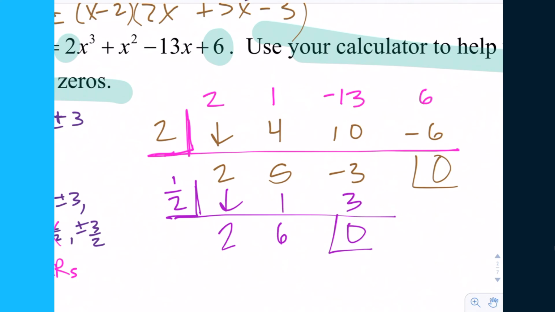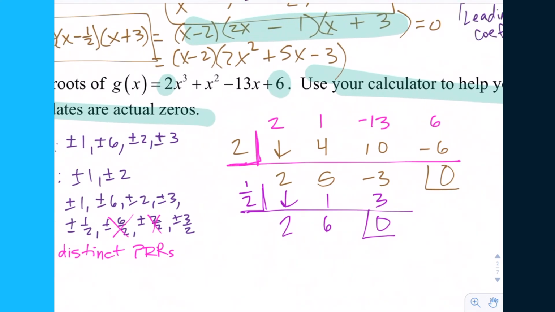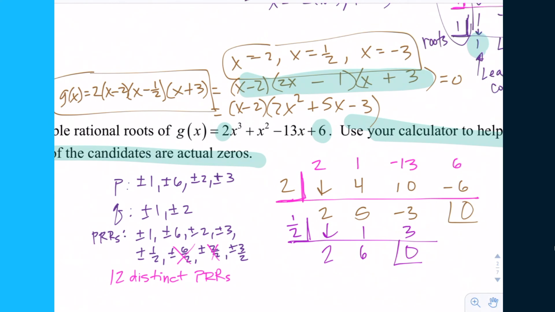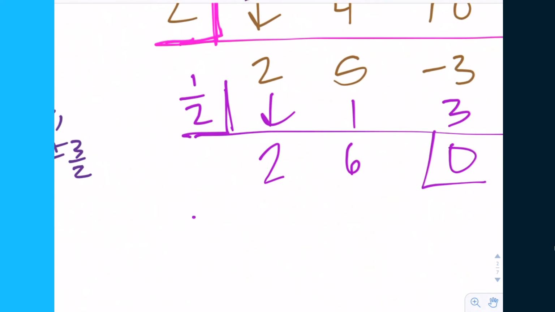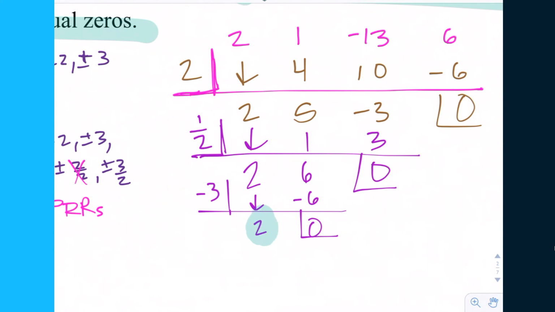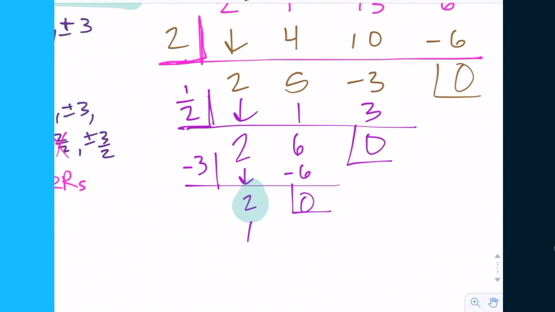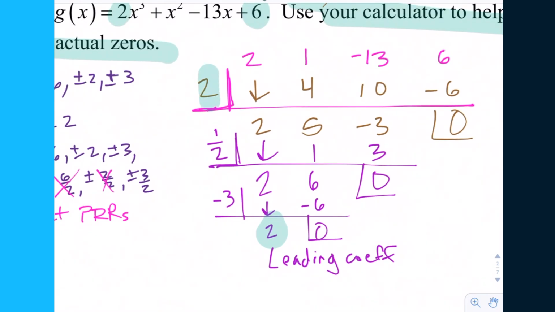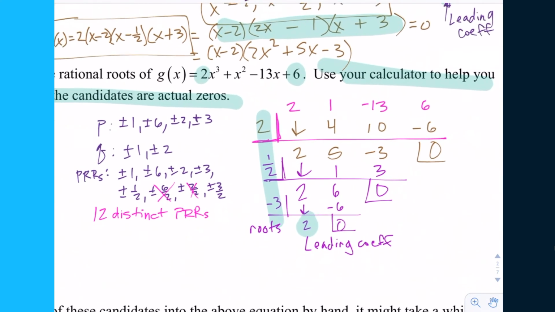And of course you could set that equal to 0, but I want to go all the way to the end. What's the factor that we haven't used yet? -3. So let's go ahead and do -3 right here. Bring down the 2, and you get -6 plus 6 is 0. Now notice what I said earlier. I said this number down here at the bottom, that's your leading coefficient. And all the numbers along the side are your roots, or your zeros.